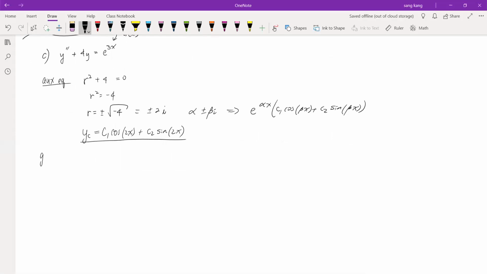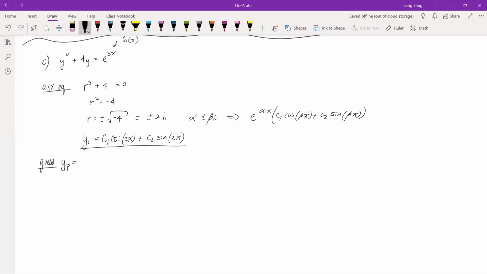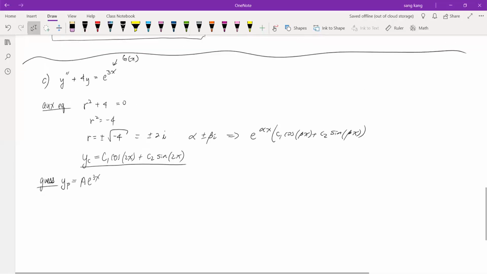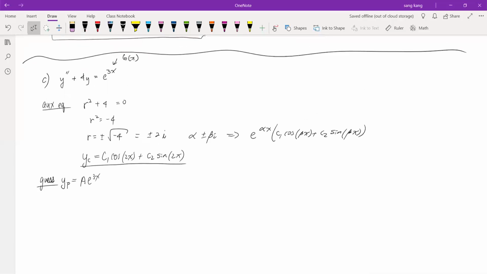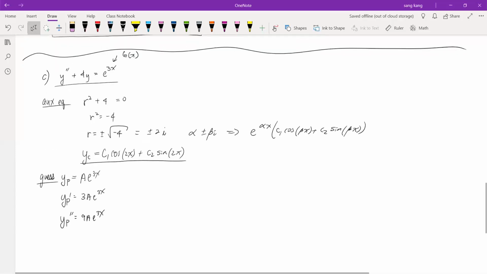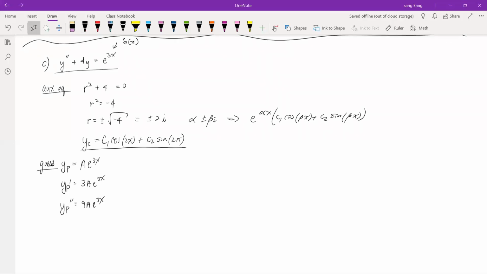Now we'll guess our yp, which for e to the 3x, we said we're just going to tack a coefficient a in front of it. Nothing else needs to be done. And in order to solve for this a, we need to plug yp and its derivatives into our differential equation, which means that we'll need yp prime. So it's 3a e to the 3x, yp double prime would be 9a e to the 3x. And we plug these into the differential equation.